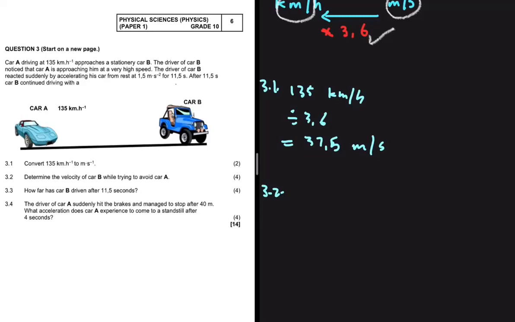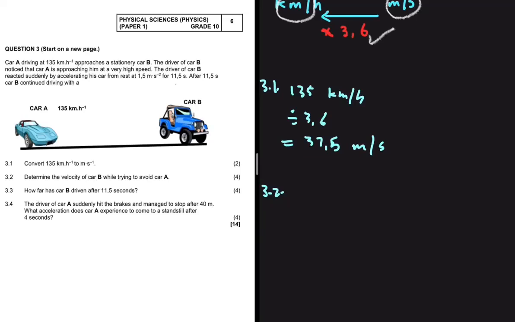The driver of car B reacted suddenly by accelerating his car from rest at 1.5 meters per second squared for 11.5 seconds. After 11.5 seconds, car B continued driving. Right, so 3.2 again, determine the velocity of car B while trying to avoid car A.